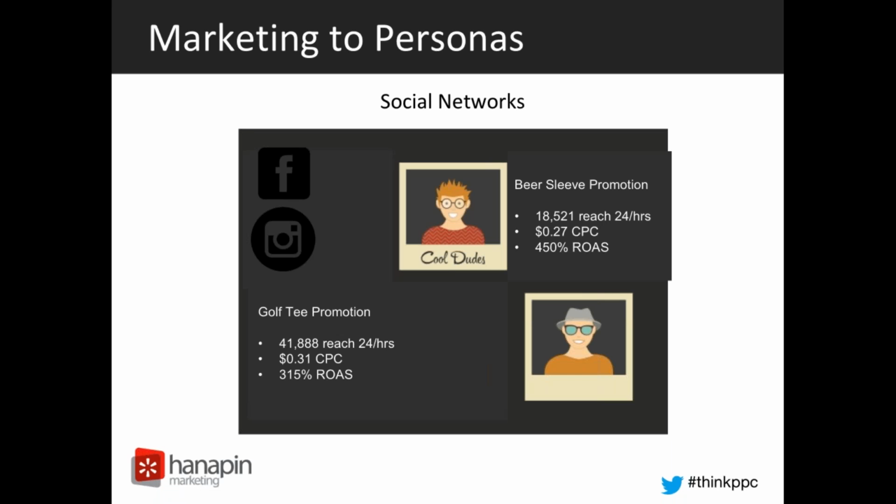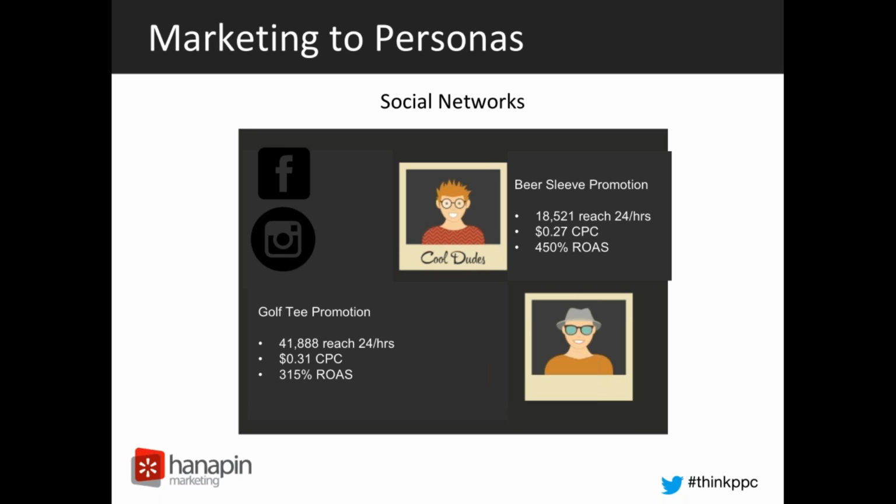And what we found here, as you can see, is that, again, we're really focused on reach and return on ad spend and inexpensive cost per clicks for these guys. Our beer promotion reached 18,000 people within 24 hours. Our cost per click was well under 50 cents at 27 cents. And we had a 450% return on ad spend, which is great.